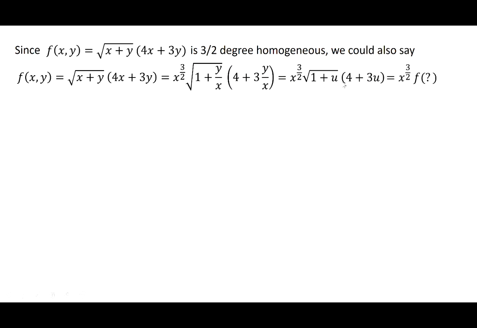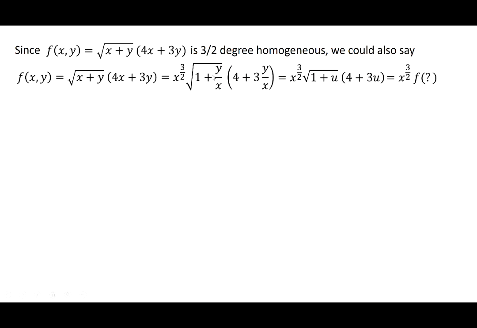So this stuff is x to the 3/2 times f of what? Does the question even make sense to you? x to the 3/2 times f of what? What do you mean? Well, look at this. Let's go back to the original f. The original f is in terms of x and y, and is given by square root of x plus y times 4x plus 3y.